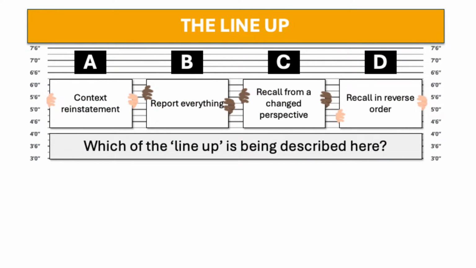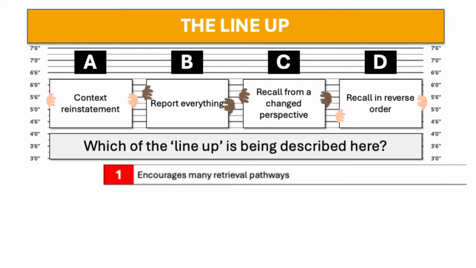Okay, so our first activity this evening is called the lineup. So we have 4 likely suspects lined up here from A through to D, and we're going to see some clues and we're going to have to decide which of the lineup is being described in the clues. So let's have the first one of these clues on the screen.